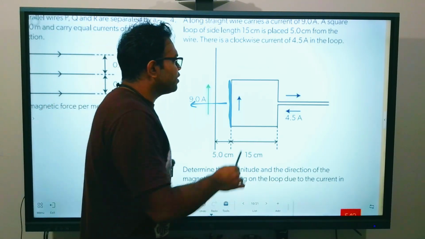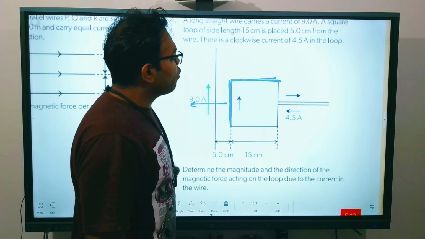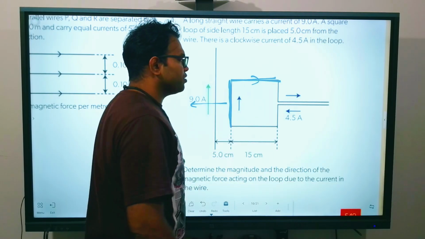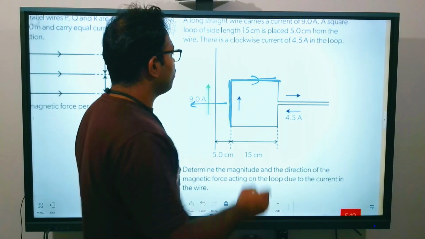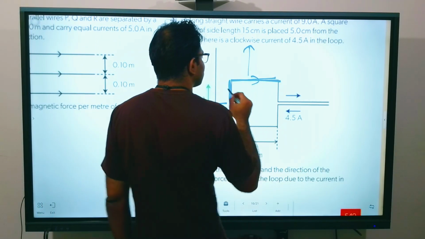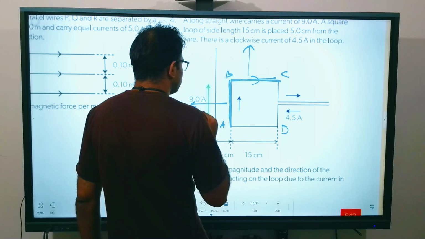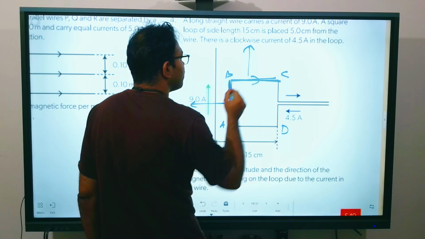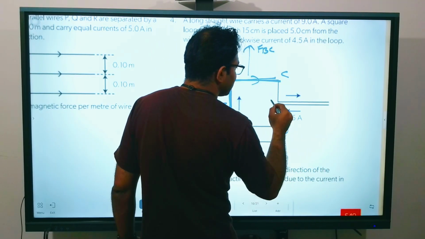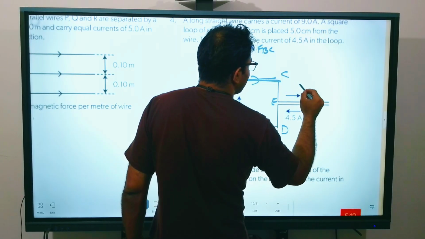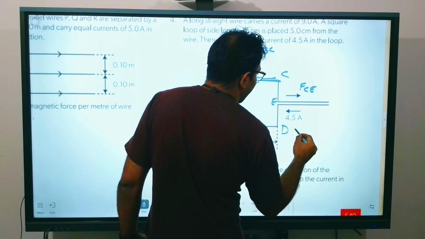Now let's look at this one. For this one, the current is in this direction, like this. The magnetic field is still inwards. Therefore, the force acting on this side, let's call this A, B, C, D. This will be F_AB. This will be F_BC. This will be F_CE and F_CF.